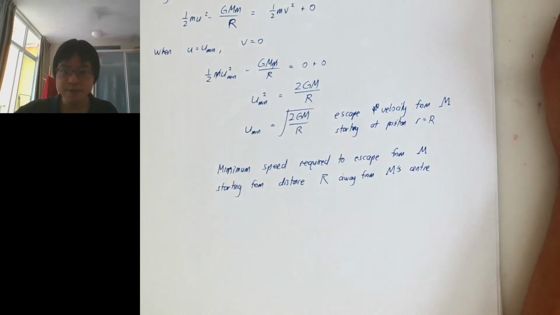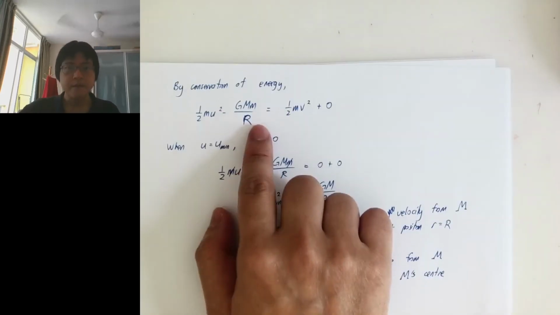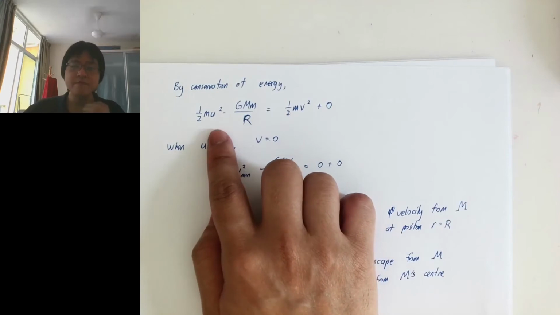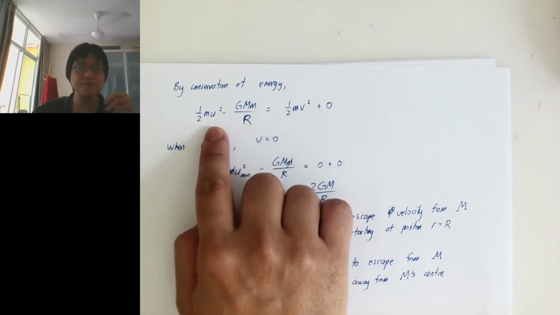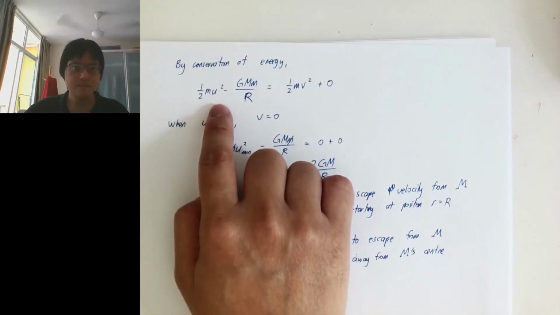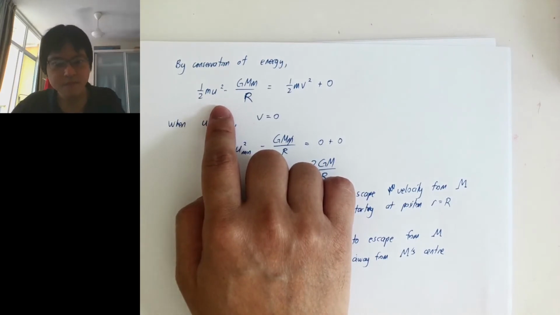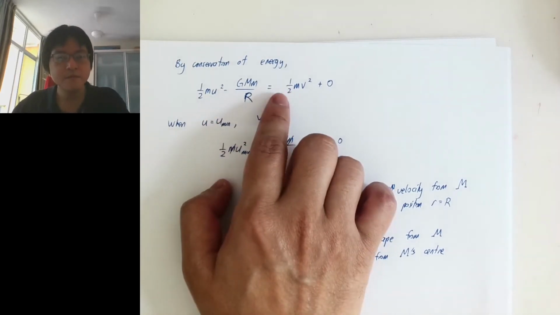Why V0? Because minimum. Yeah, if V is not 0, right, then it's not minimum. I want to find what is the minimum speed that you need. Right?